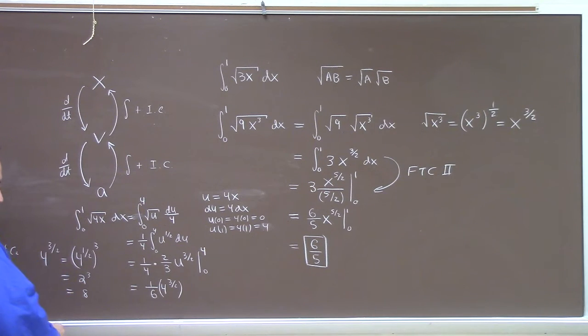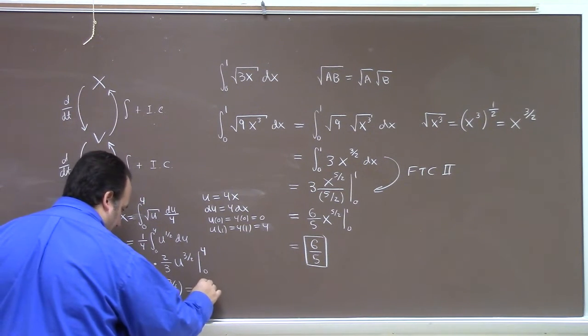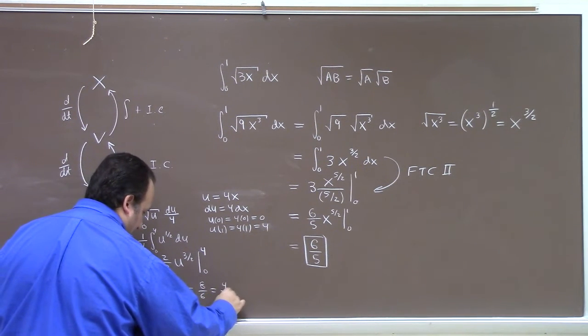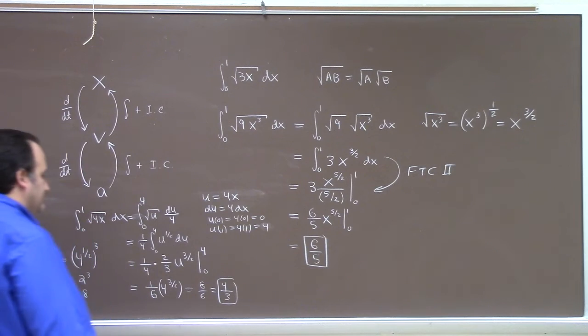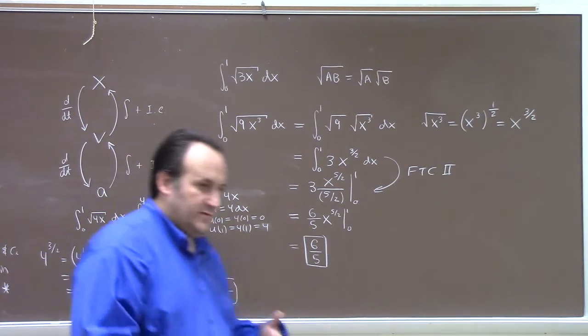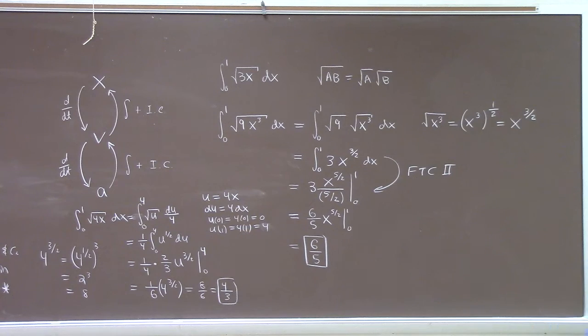So that's just 8 over 6, which is 4/3, right? So that's what that problem would look like with U substitution. If you did it without U substitution, if you just used algebra to do this one, it's easier.